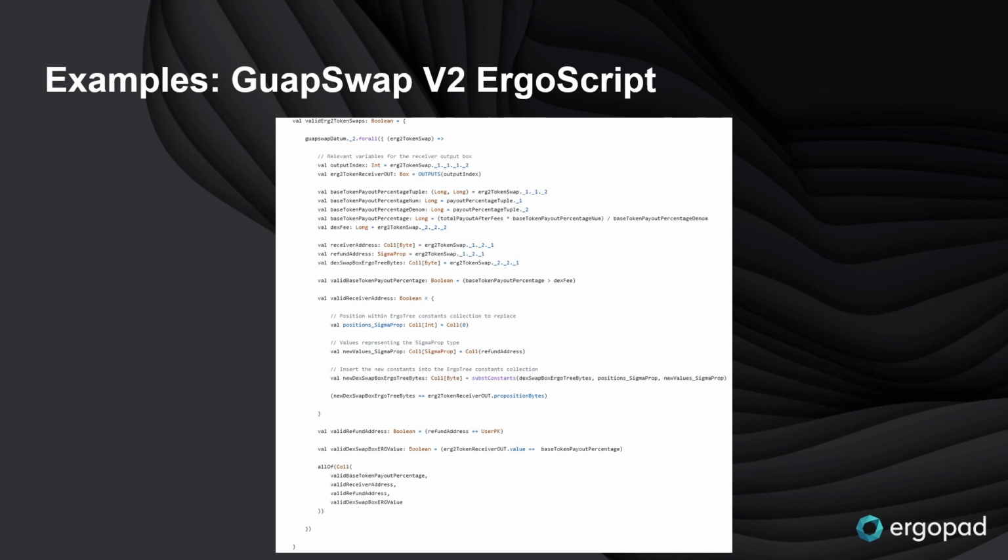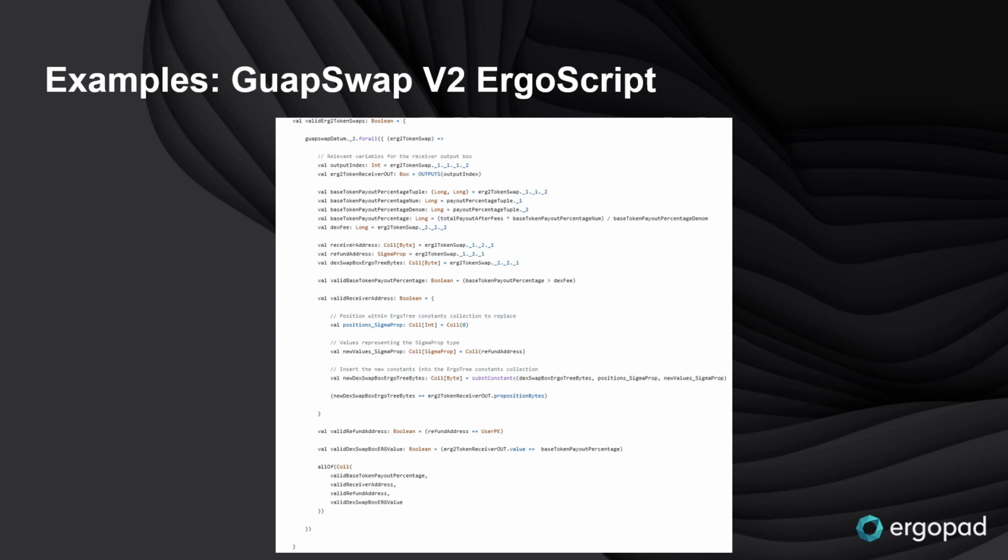We check that the receiver addresses are correct, so this lets you send the resulting tokens to either yourself or to whoever you want. So we check if, in the ErgoDex swap box or the Spectrum swap box, the settings are correct.